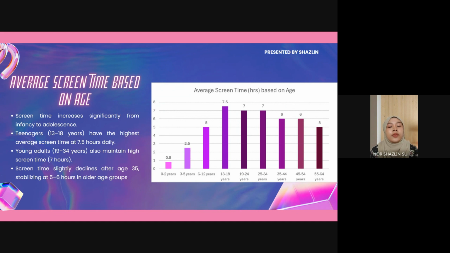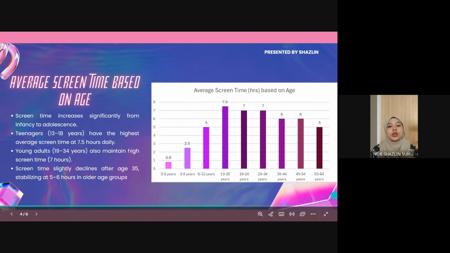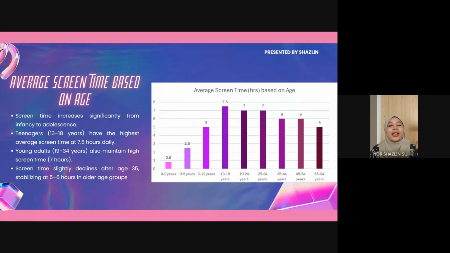Now we're moving on to 3 to 5 years old. The average jumps to about 2.5 hours per day. This increase is mostly because they start exploring educational apps, TV shows, and games designed for the early years. So screen becomes a colorful tool for both education and entertainment.